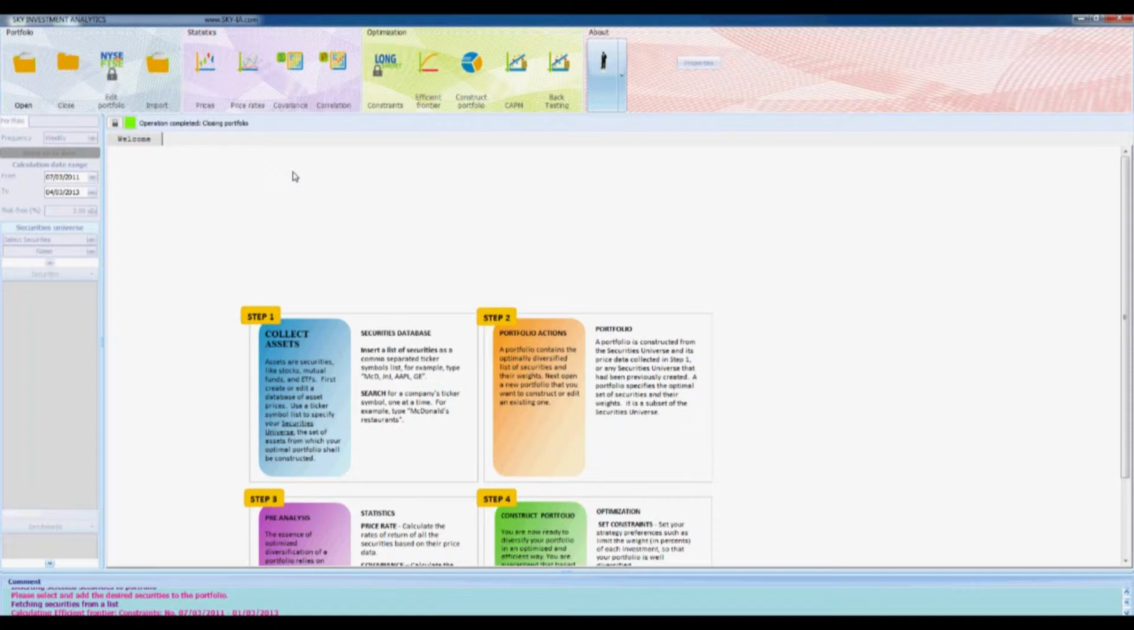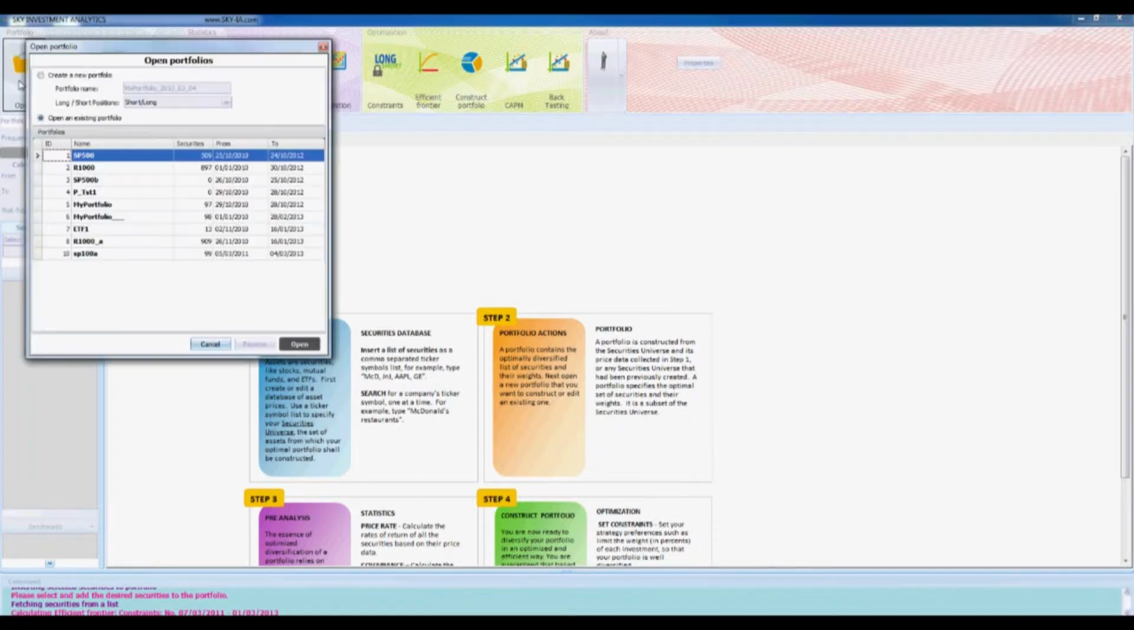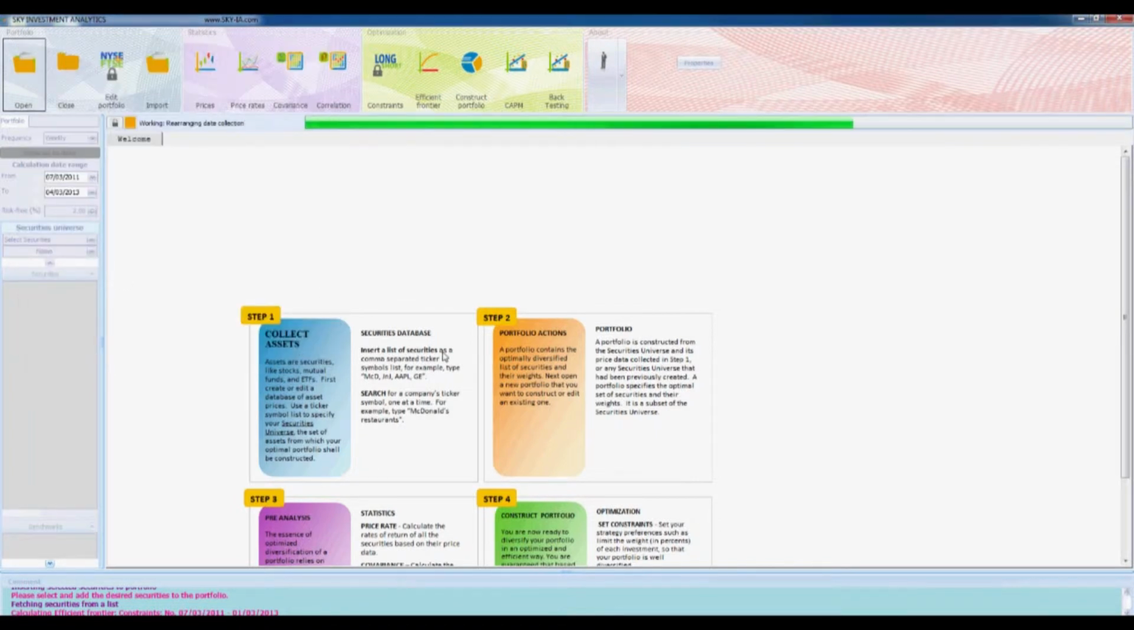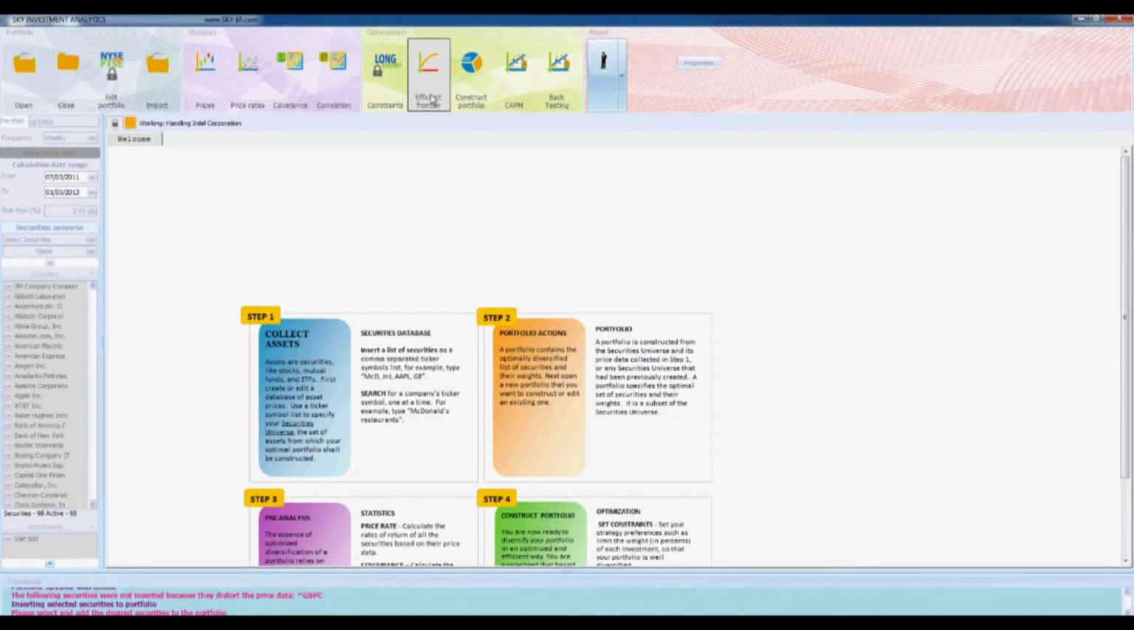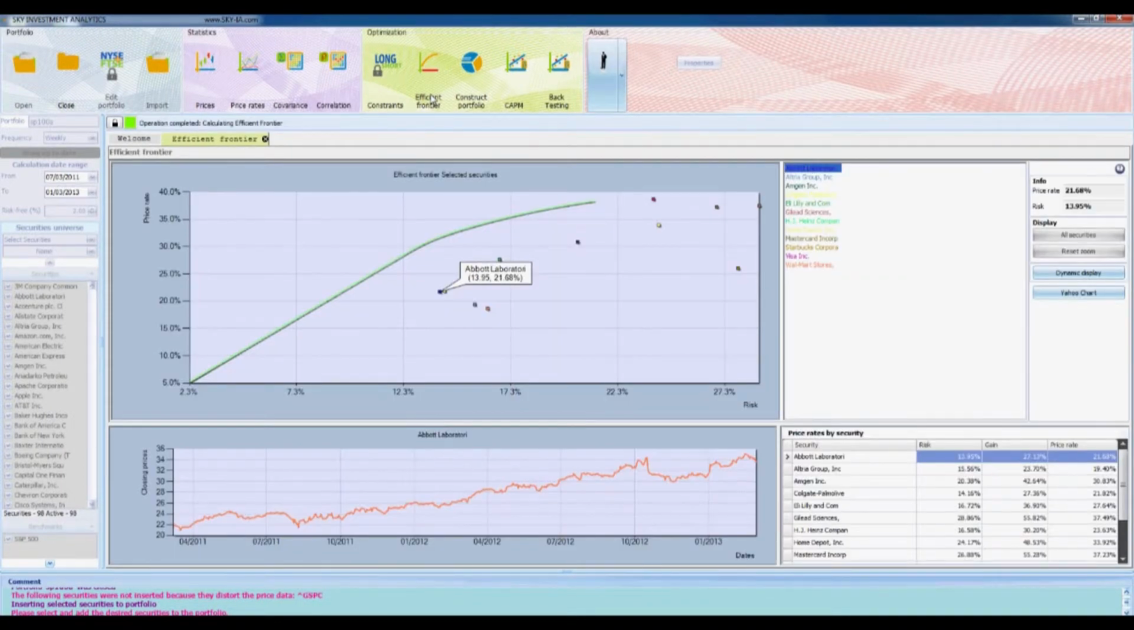When we start the program, we'll get this screen. We'll open a portfolio, for example, the S&P 100. The 100 securities and their price data for these dates are loaded. Then immediately, for example, we'll calculate the efficient frontier.